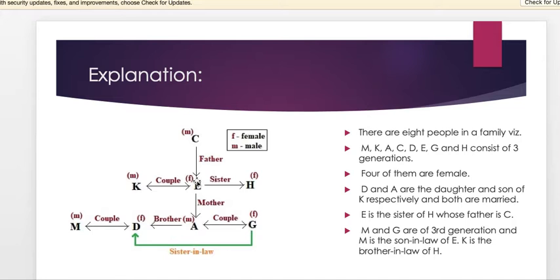M and G are of the third generation. Already D and A are the third generation, so we can know that M and G are the people married to D and A.